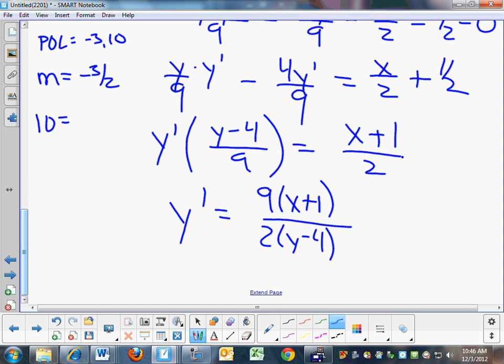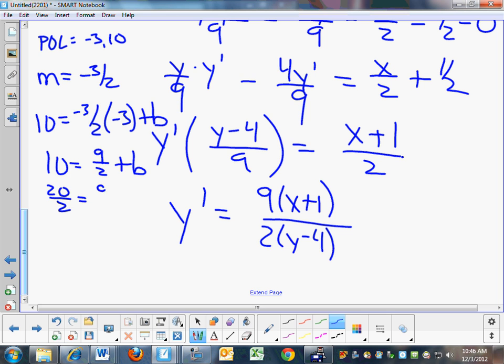In order to solve this, y equals m times x plus b. 10 equals 9 over 2 plus b, or 20 over 2 equals 9 over 2 plus b. 11 over 2 equals b, so we have y equals negative 3 halves x plus 11 over 2. That's the equation for the line tangent.